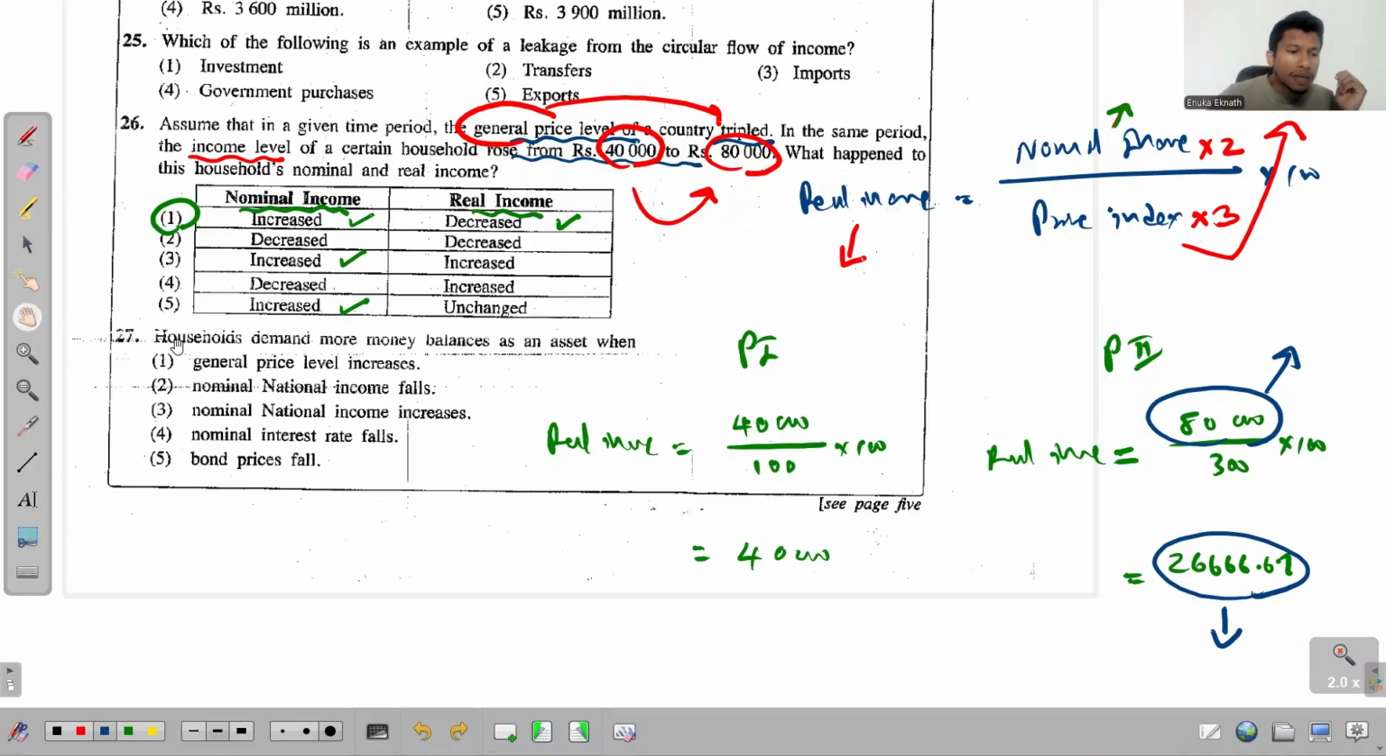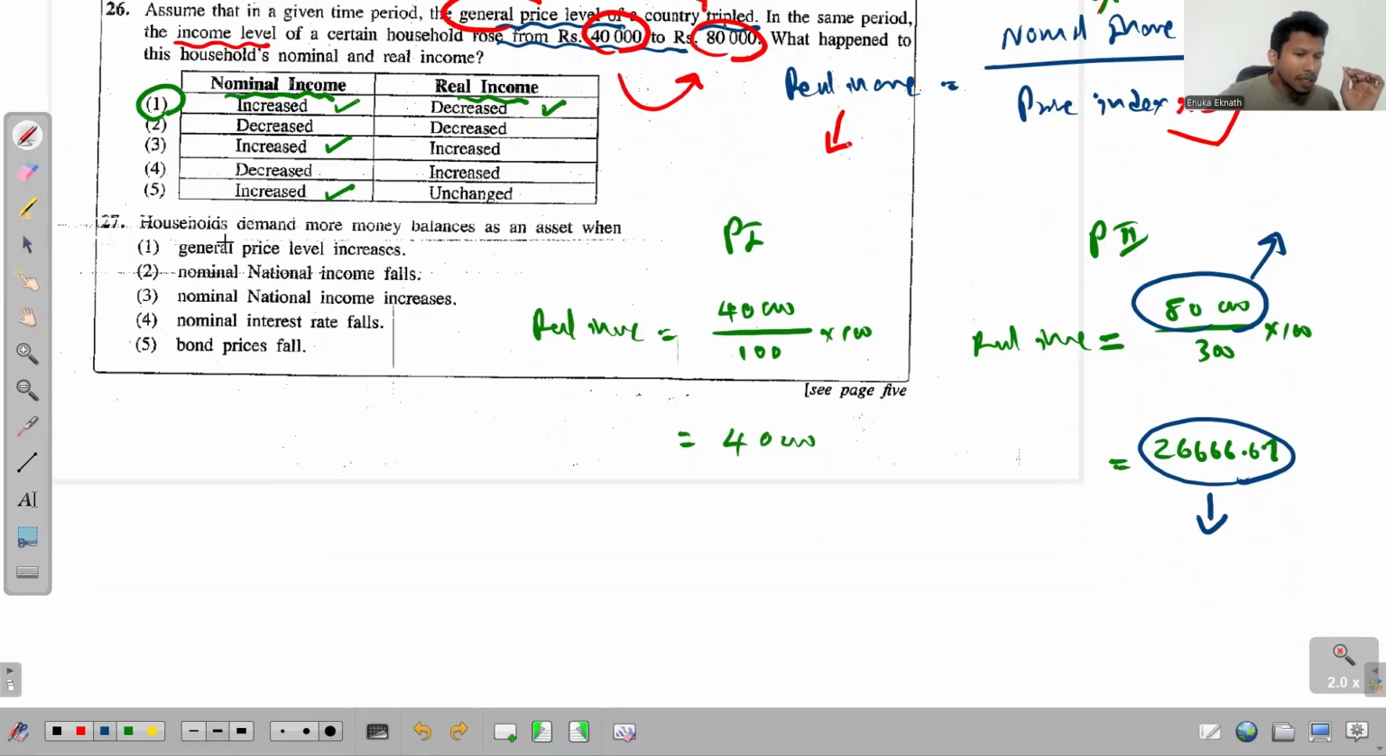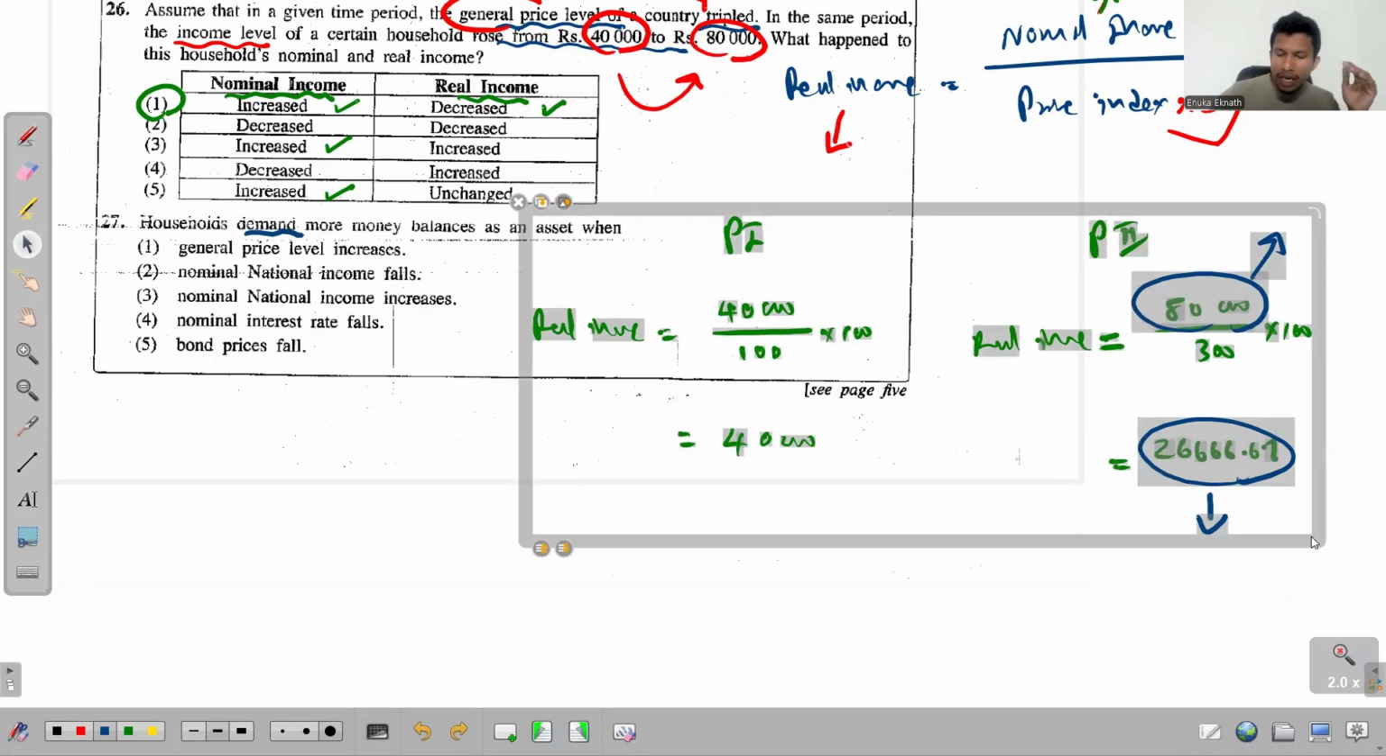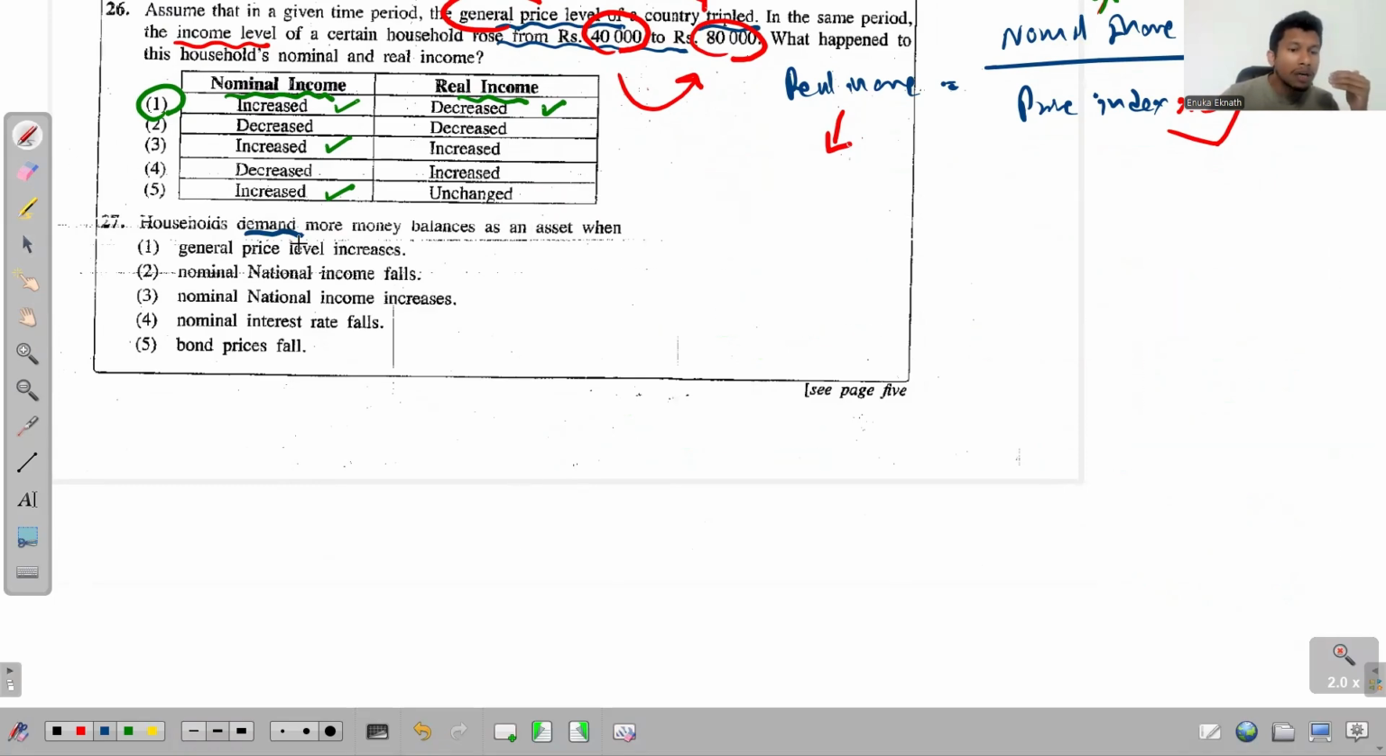All right, now look at this question 27. In this one, it says households demand more money as an asset. See that now. The demand for money increases as an asset. So what's the theoretical part related to this question? If households demand more and more money balances as an asset, this question is related to the speculative motive money demand.